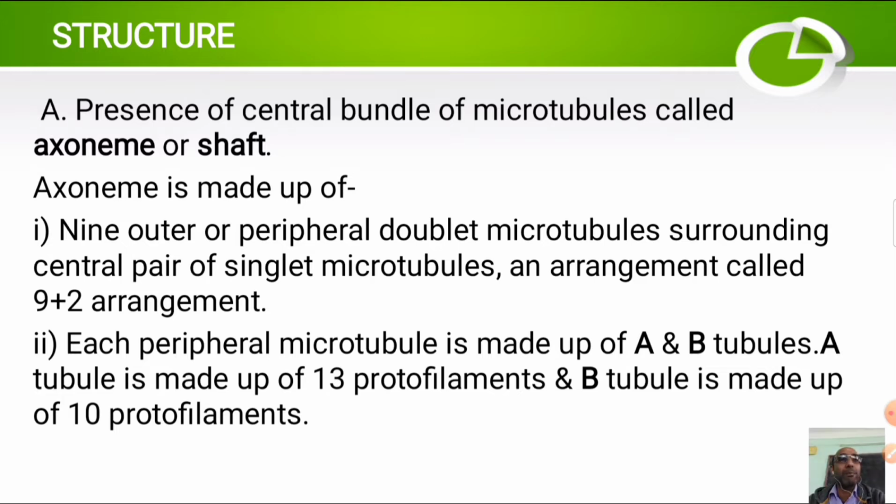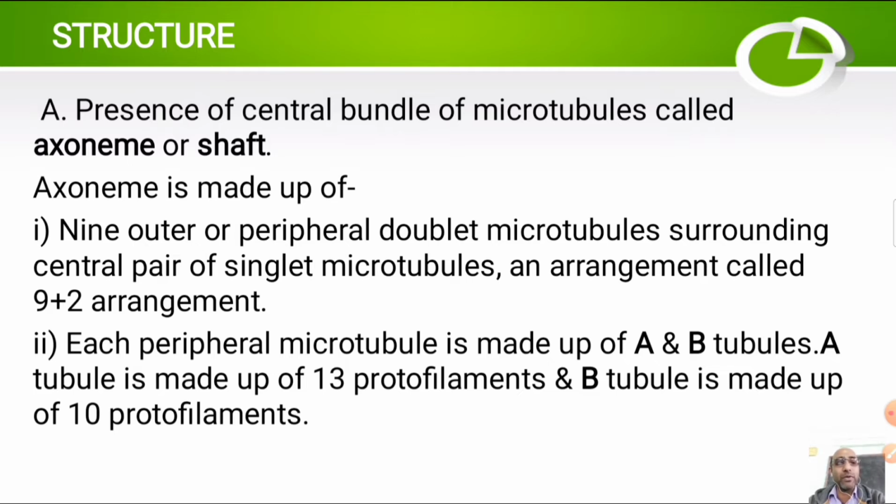Now, let us come to this peripheral one. You know that peripheral ones are the doublet microtubules. Now, each peripheral microtubule is made up of 2 tubules, because we said that these are doublet. So, these are made up of 2 tubules A and B. Okay, we name it as A tubule and B tubule. The A tubule is made up of 13 protofilaments, whereas B tubule is made up of 10 protofilaments.